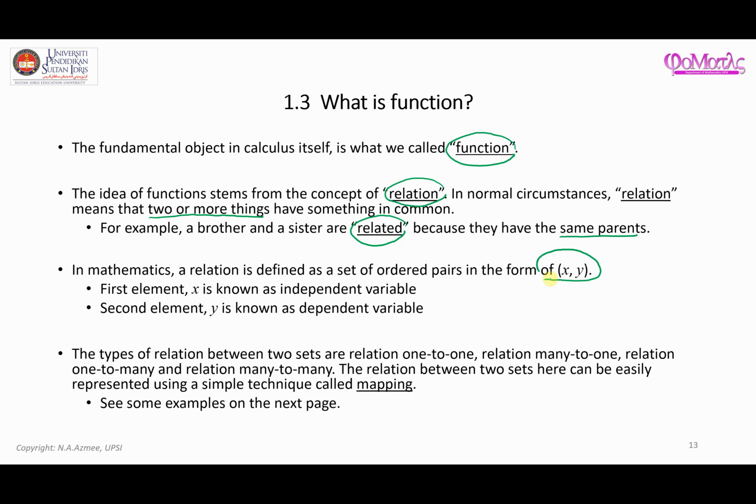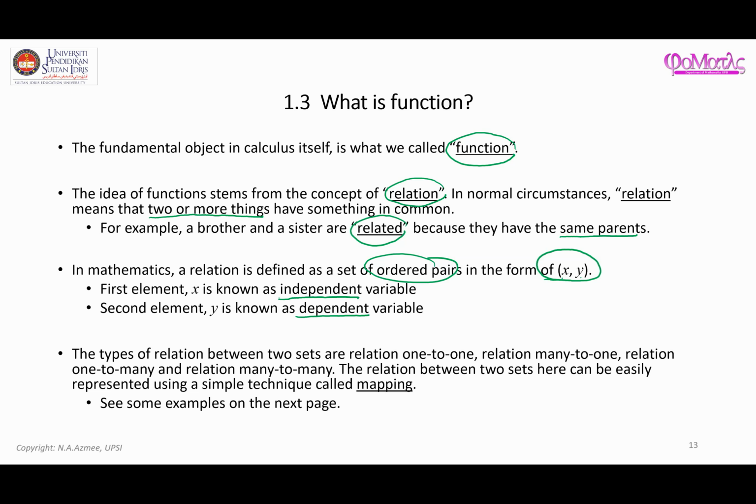In mathematics, a relation is defined as a set of ordered pairs in the form of x and y. This is the first element here. So x is the first element and it is known as the independent variable. And y here is the second element and it is known as the dependent variable. So the order has to be independent and then dependent. So x and y, we call it ordered pairs.